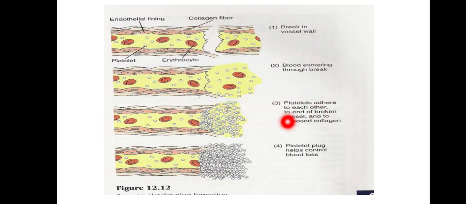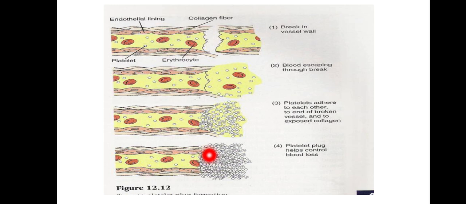The platelets adhere to each other. They adhere to each other and to the end of the broken vessel and to exposed collagen. So they are trying to cover up this space. Then what happens in stage 4? Platelet plug helps control blood loss. The platelets have completely covered the area where blood was.